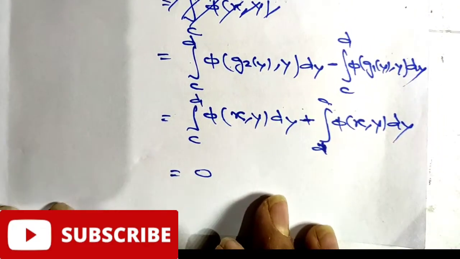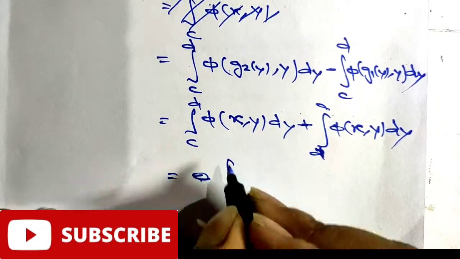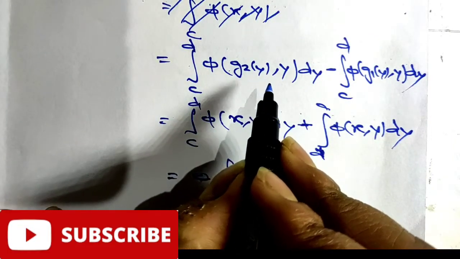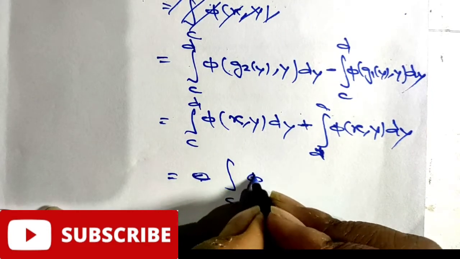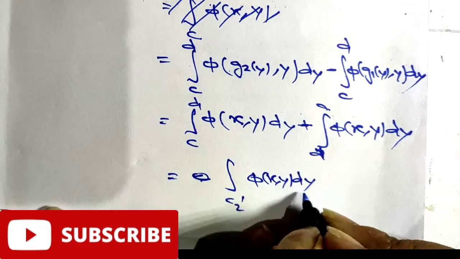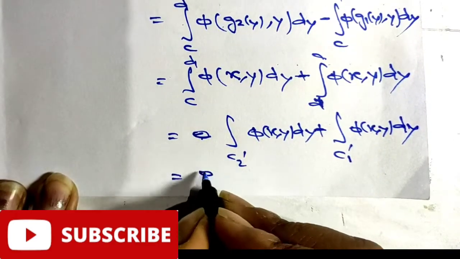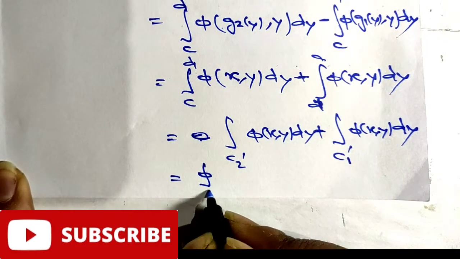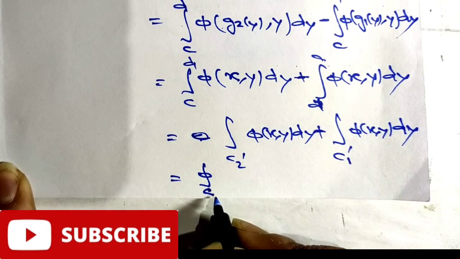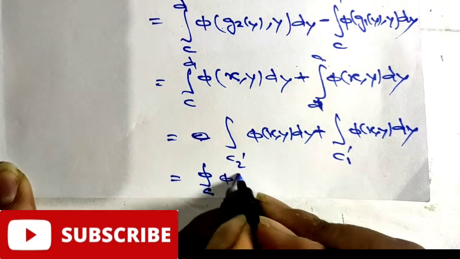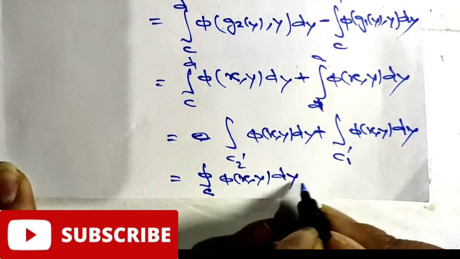Now again, for this integration, consider this function g2(y) for the curve C2', the integral of φ(x, y) dy plus the integral over C1' of φ(x, y) dy. So we get the line integral for the whole closed curve C of φ(x, y) dy.